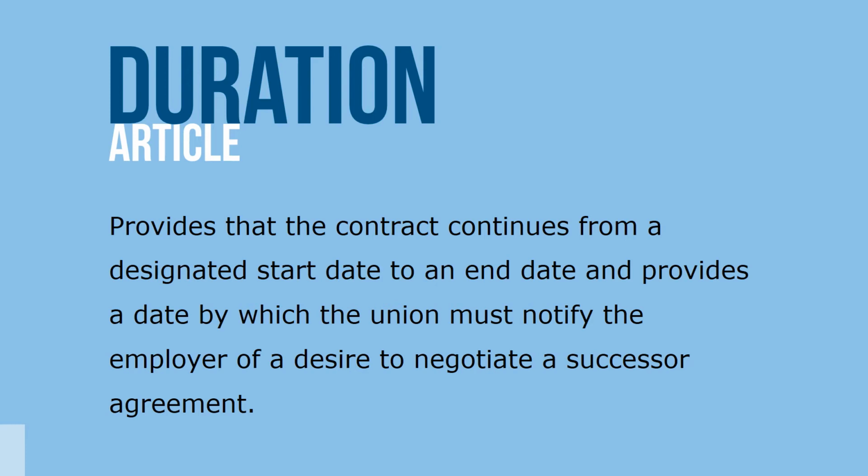Finally, a duration article provides that the contract continues from a designated start date to the end date provided, and provides a date by which the union must notify the employer of a desire to negotiate a successor agreement. Contracts in the state of Minnesota cannot exceed 3 years.